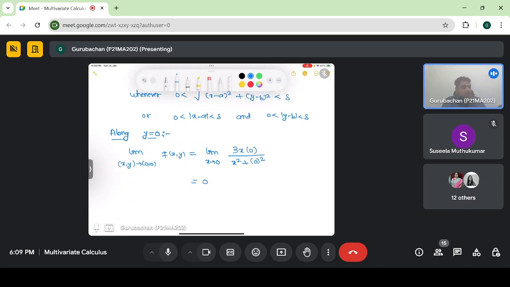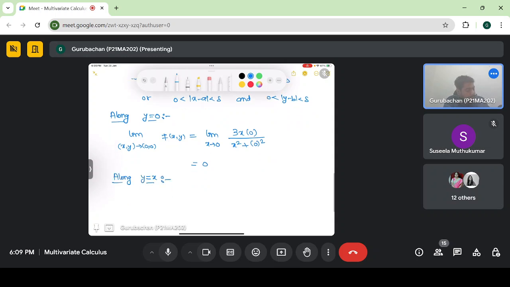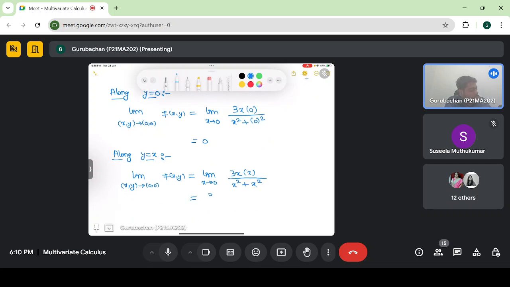While if you choose another path, say along y equal to x. For y equal to x, the limit as (x,y) tends to (0,0) of f(x,y) will come out to be the limit as x tends to 0. Here x tending to 0 is only because we are taking y equal to x, so when x tends to 0, y also tends to 0. So we are just writing x tends to 0. So 3x into x divided by x square plus x square. It will come out to be 3 by 2.